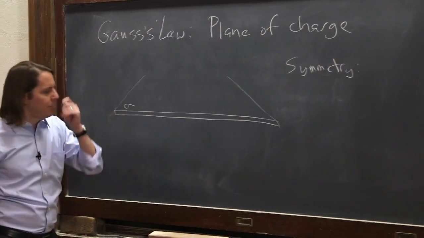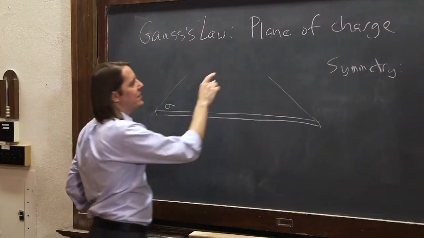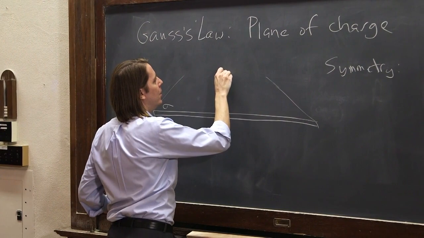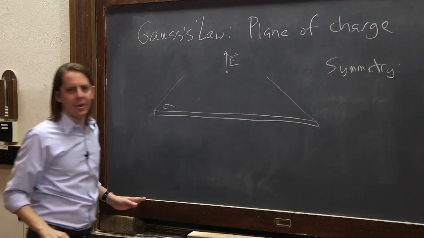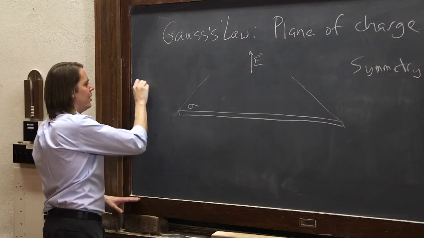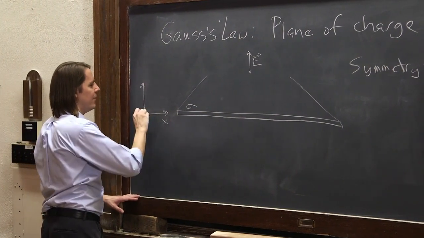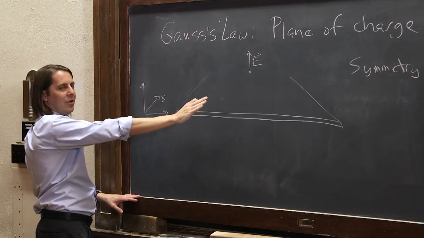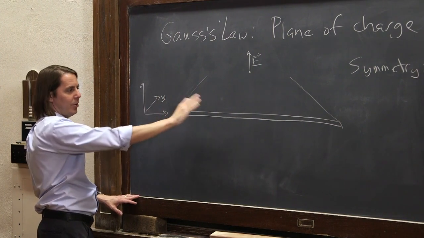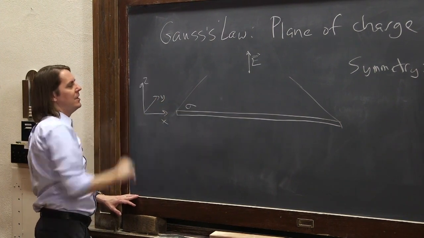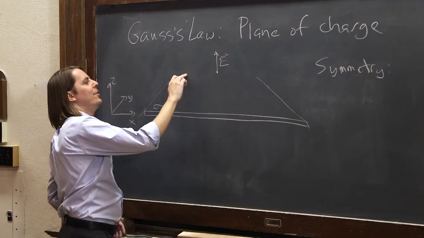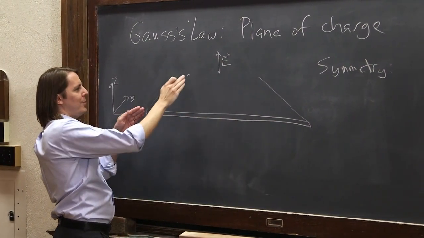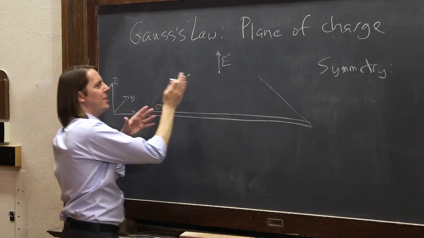So in this case, when you have a plane of charge, the symmetry is telling you that the E field points normal to the plane. If I put a coordinate system like this, where I have x and y, the plane of charge is in the xy plane, then the E field is going to point in z. And you could say, well, what if you come over here? Now it's no longer symmetric because we have more charges over here than we have over here.